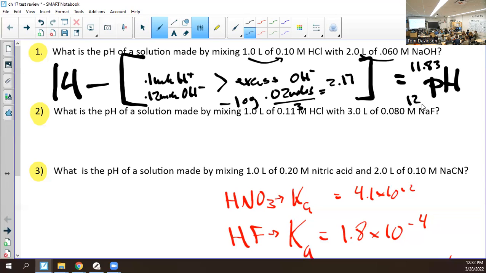You okay with the process? If you see strong acid, strong base, find the excess H plus or OH minus, and negative log it. If it's H plus, you're golden. If it's OH, subtract that answer from 14.